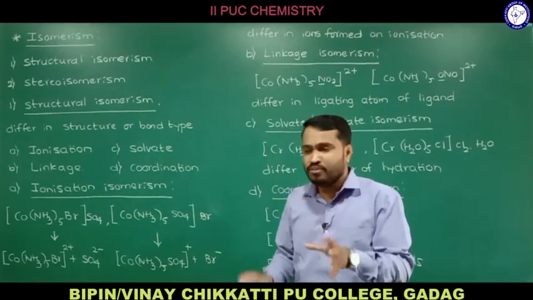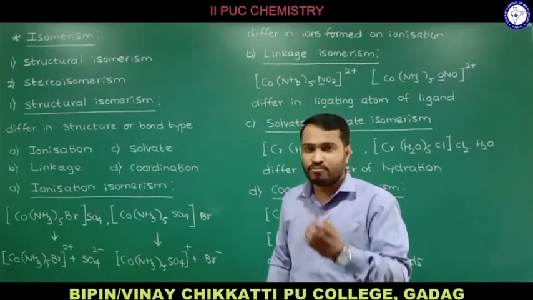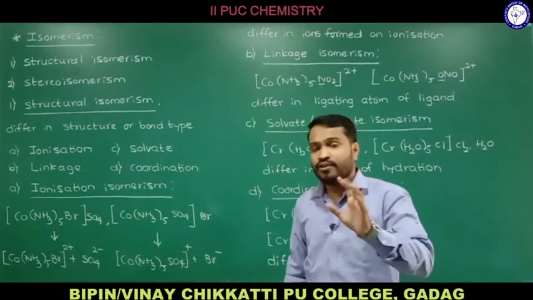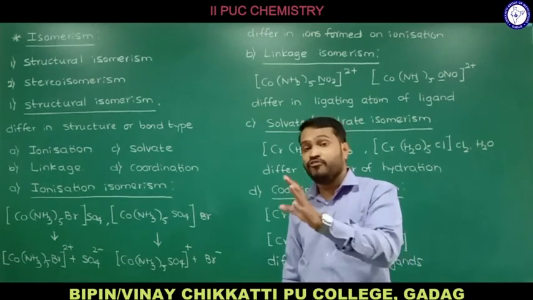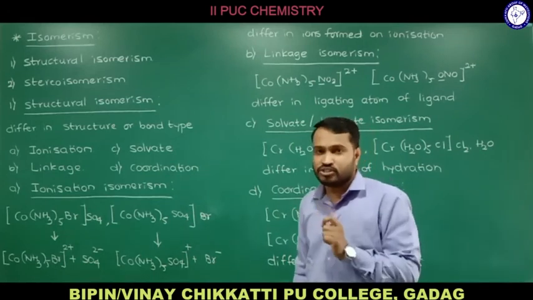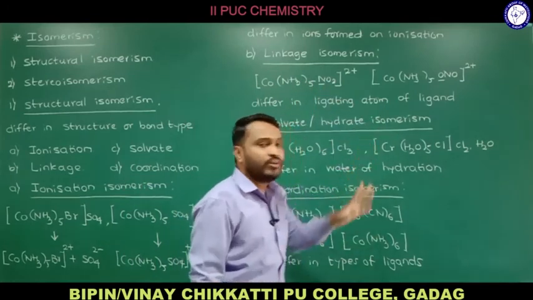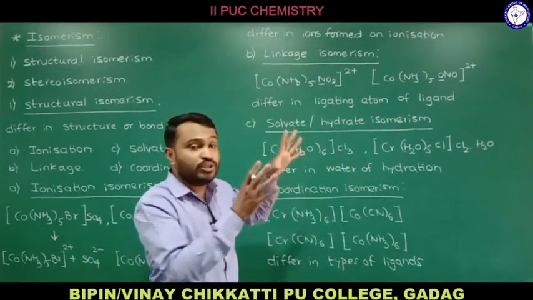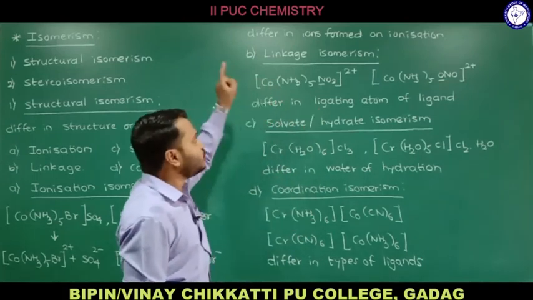Remember that these two are considered as one example. Usually in isomerism we consider two or more compounds and compare them, because the molecular formula will be the same. In this particular example the molecular formula is the same, but they differ in the ions formed after ionization. Completely different ions we get, that corresponds to ionization isomerism. In the next example, NO2 is ambidentate, ONO is ambidentate, nitrogen will be the ligating atom, oxygen will be the ligating atom. So these two compounds differ in ligating atoms of the ligand, therefore these two belong to linkage isomerism.